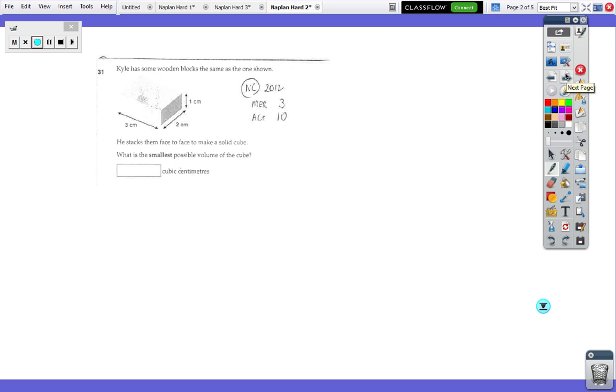Okay, so looking at the next question, this was a killer. Only 3% of kids got it right, so you have to think about it. There's a block in there. Okay, and when you're ready, come back.